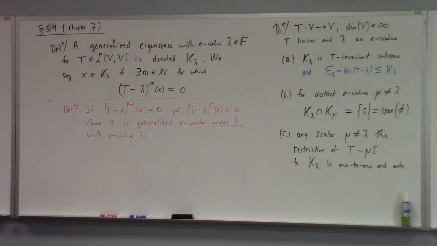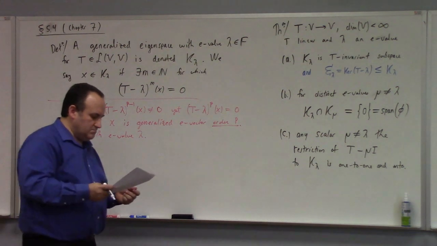So the proof of this is given on pages 478 to 479 of the textbook. And the proof of part B is particularly interesting. I'll probably talk more about it some other day. It involves polynomial algebra in a kind of interesting way.